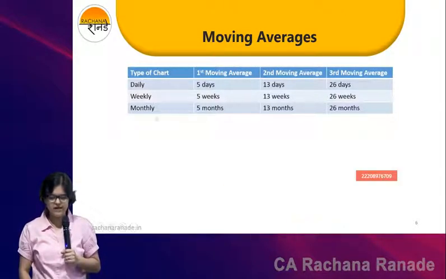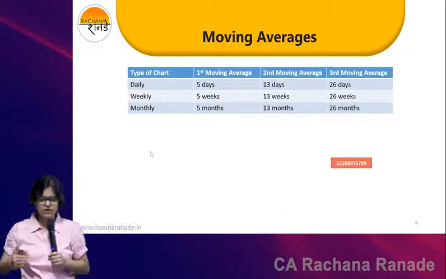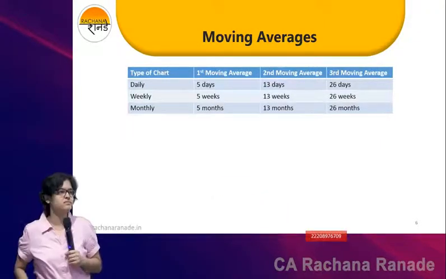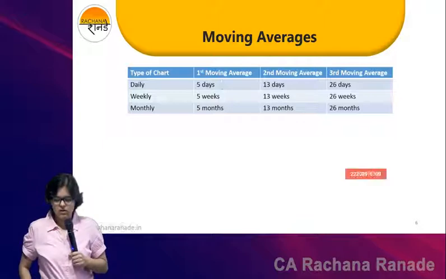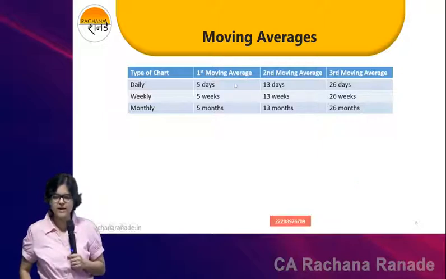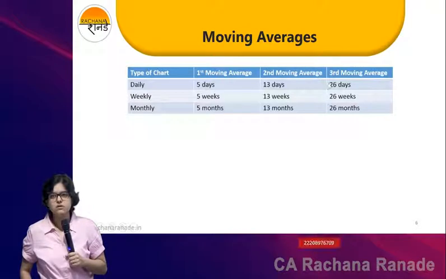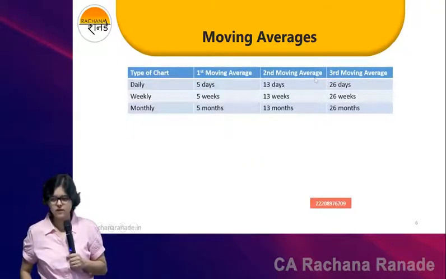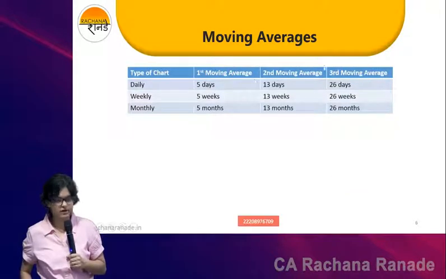Vertically write down daily, weekly, monthly. Just be a bit fast while writing. Daily, weekly, monthly. Next, write down as a column heading, first moving average into bracket MA. Now we have a shortcut. First moving average into bracket MA. Second MA and third MA, horizontally I dictated. First MA, second MA, third MA.